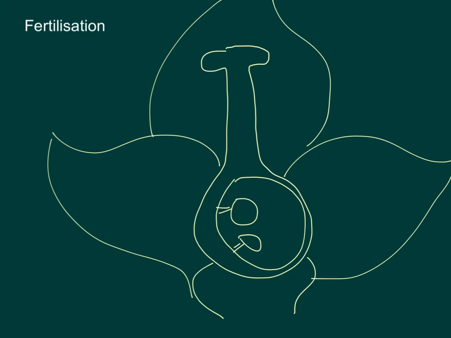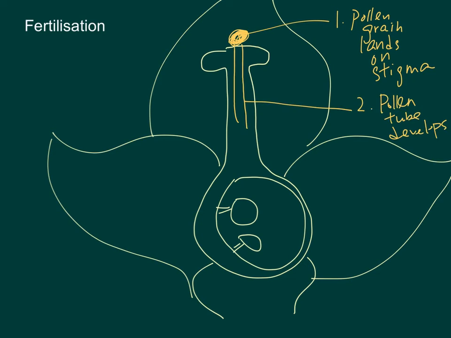In order for sexual reproduction to happen, fertilization must take place. This happens when the pollen grains land on the stigma. The pollen grain that has landed on the stigma will develop a pollen tube. This pollen tube will digest the tissues of the style, and as it continues to develop, the male gametes will be transferred along the pollen tube.